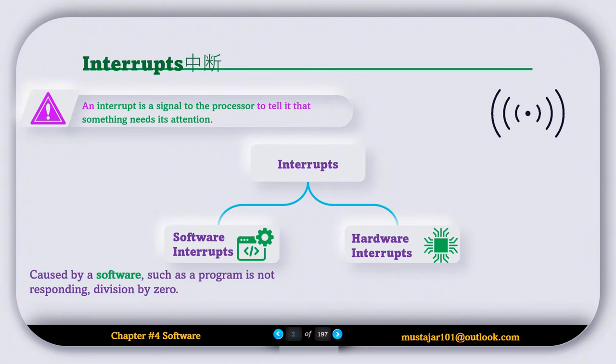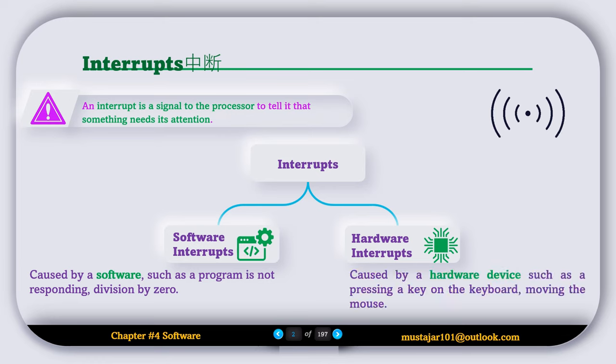Software interrupts are caused by software, such as a program not responding or division by zero. Okay. Hardware interrupts are caused by the hardware, such as pressing a key on the keyboard or moving the mouse.